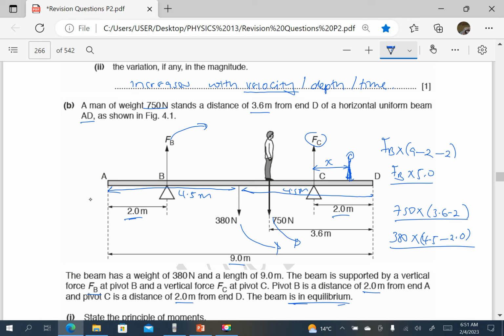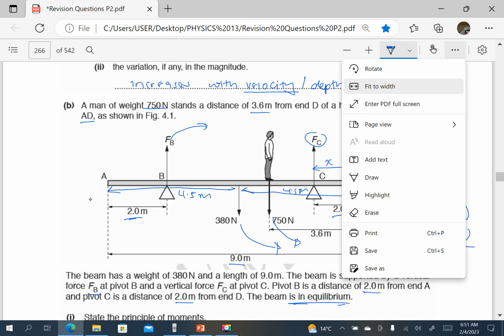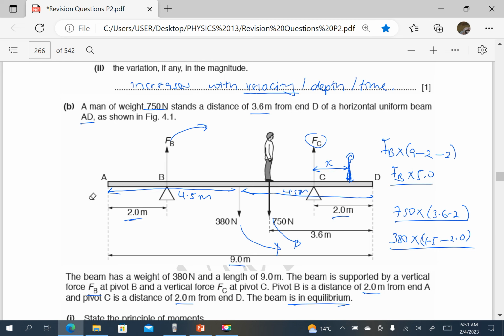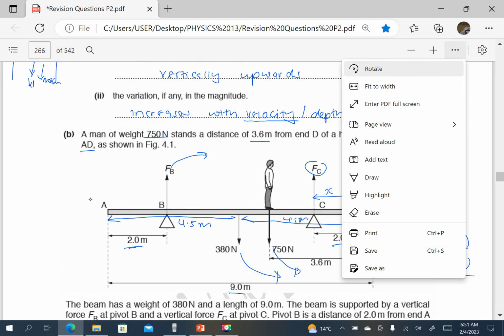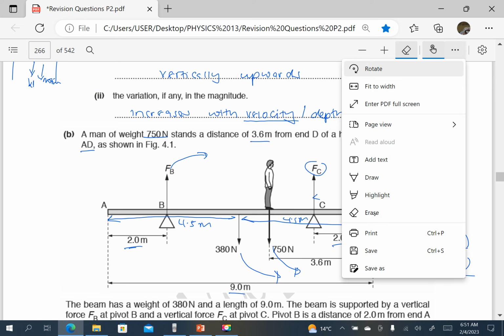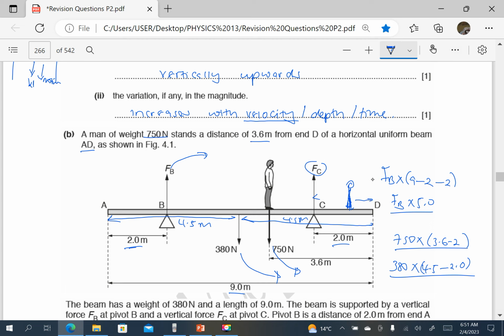Because we want to find the distance from end D, let's change the position of x and put x at the other end. Because we want the minimum distance from end D, let's call this the distance x. So the man is now standing a distance which is 2 minus x from C. Remember, FB is becoming 0. We want the minimum distance when this becomes 0 but the beam does not tip.